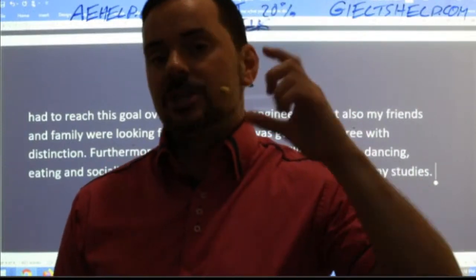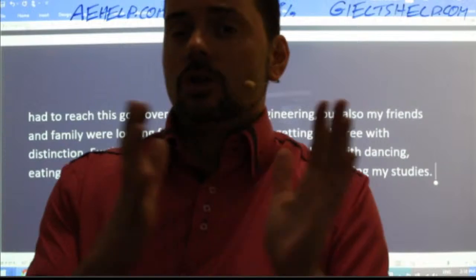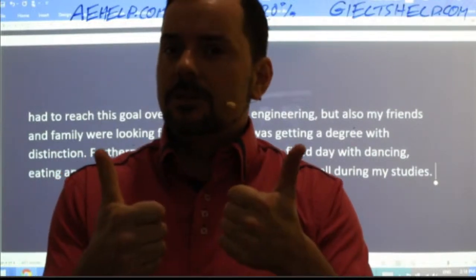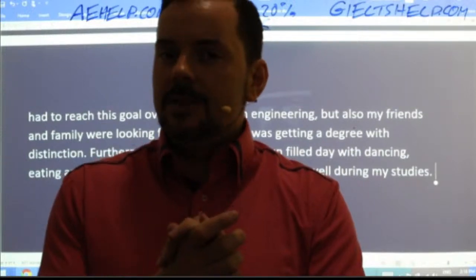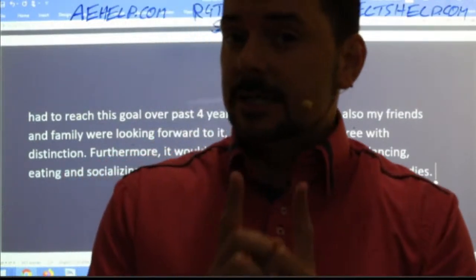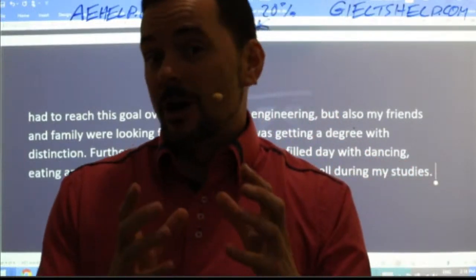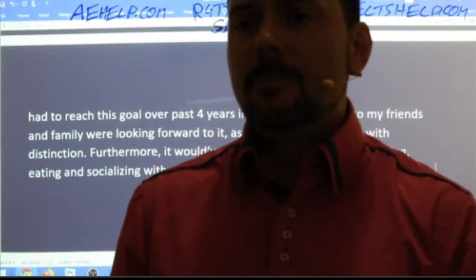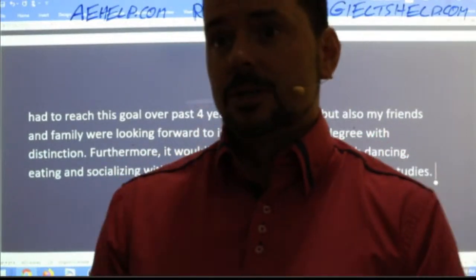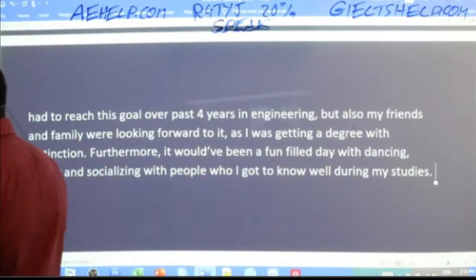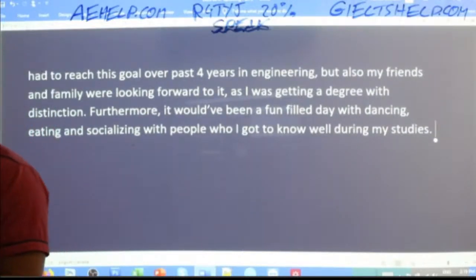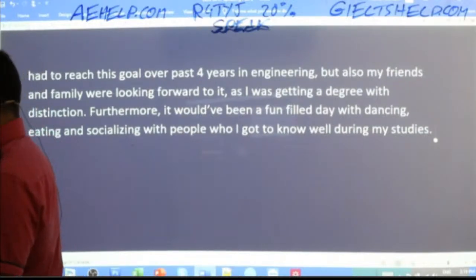Then the examiner will catch that what you're doing is you're showing that you can contract your auxiliary verbs in the present perfect. Is that clear, students? Can I get a thumbs up there if you got me on say the auxiliary verbs early, then contract them later. Make sure to practice these and say them in a way that's clear. Otherwise, they'll be like, huh? Okay, so, but if you can contract them in your speaking, that is more natural and you will get a higher score. It's more fluent as well. Okay? All right, so would have been, would have been. Okay? All right, so furthermore, it would have been a fun-filled day with dancing, eating, and socializing with people who I got to know well during my studies.